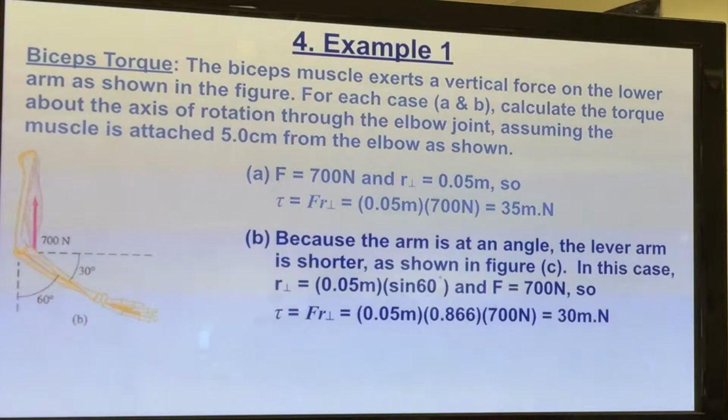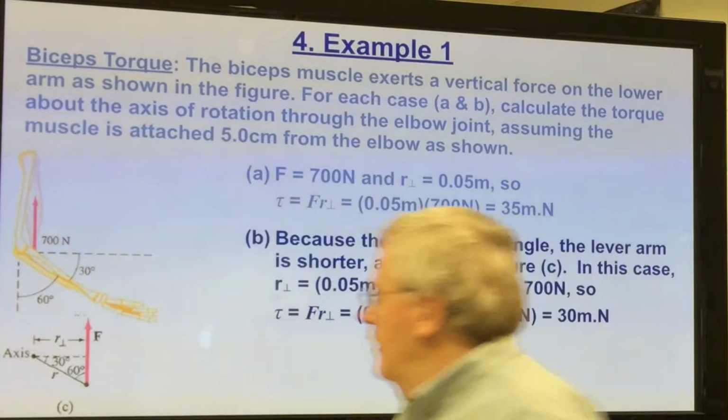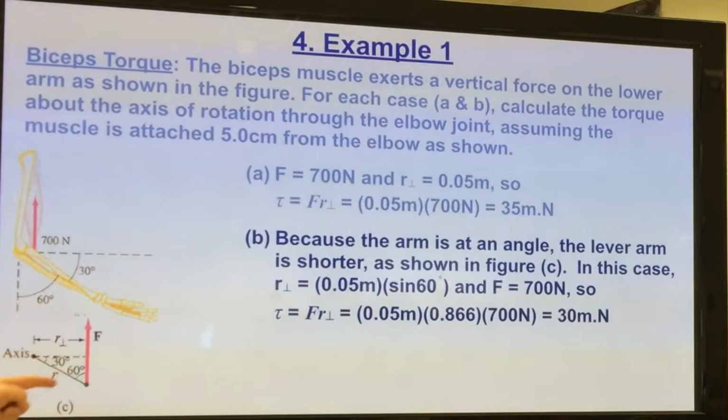Let's have a look at the second part. In this part, the arm is at an angle. The lever arm is shorter. In fact, if you look over here, you can see the lever arm is shorter, right? So this would have been the original lever arm here, but now it's down by that. We need to choose this angle here.